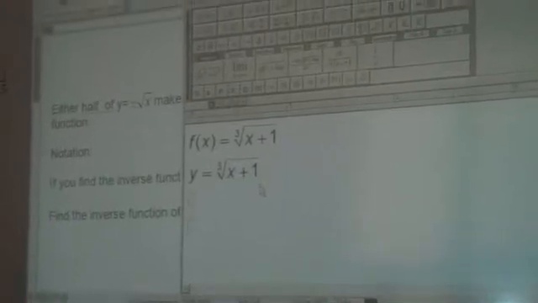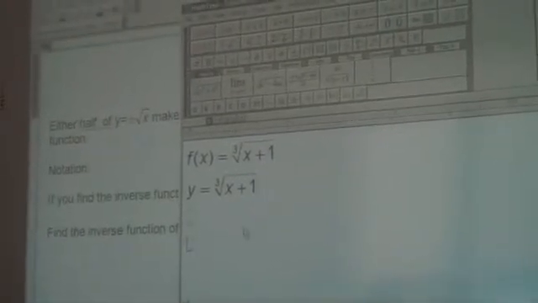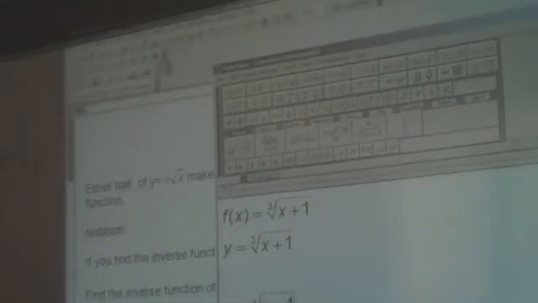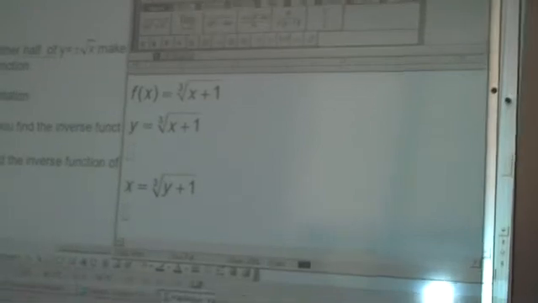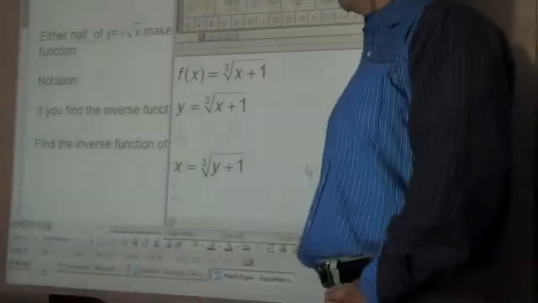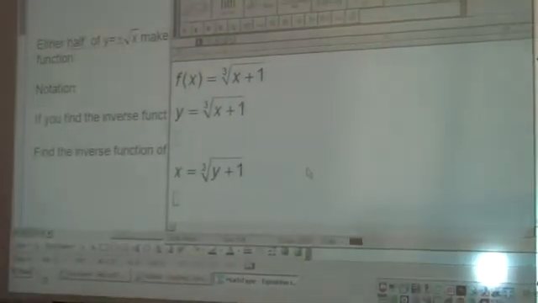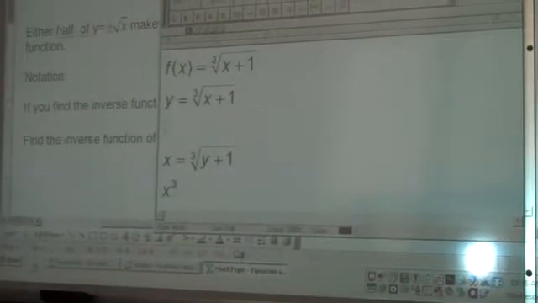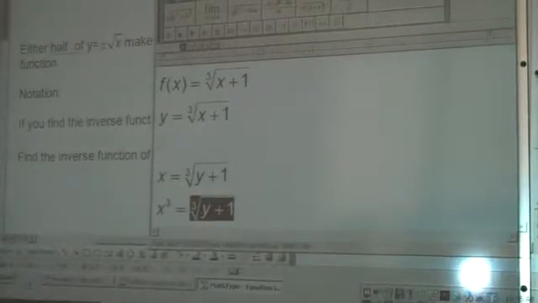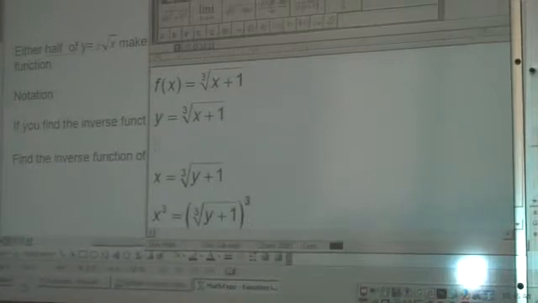So x equals the cube root of y plus 1. Now what do I do to get y out of that cube root? You raise everything on both sides to the third power. So x becomes x cubed, and we take this entire radical and raise it to the third power.